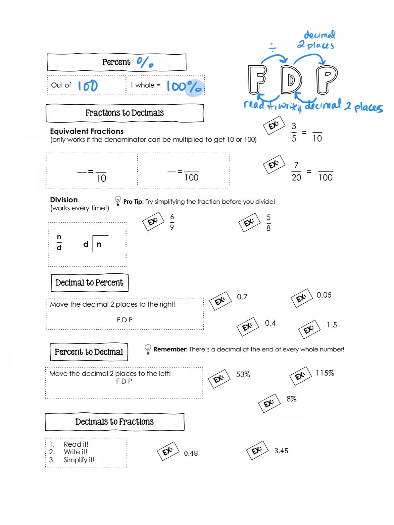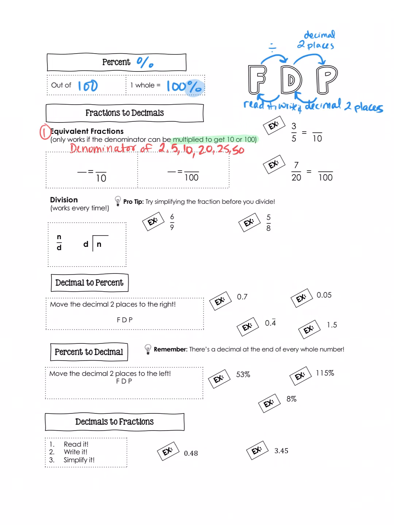Now, how to turn a fraction into a decimal? To turn a fraction to a decimal, one way you can do it is using equivalent fractions. This works only if my denominator can be multiplied to get to 10 or 100. So that would be, for example, those that have a denominator of 2, 5, 10, 20, 25, or 50.